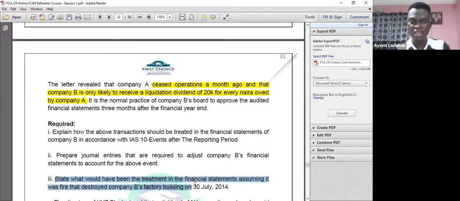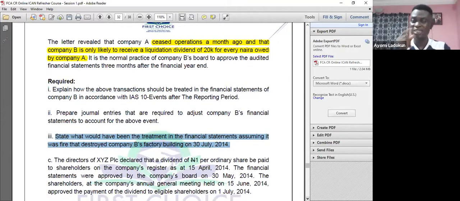Okay, you now say in requirement 3, state what would have been the treatment in the financial statements, assuming it was a fire that destroyed company B's factory as at 30th July 2014. Of course, naturally, fire is a non-adjusting event. So I tell the examiner here that fire is a non-adjusting event.